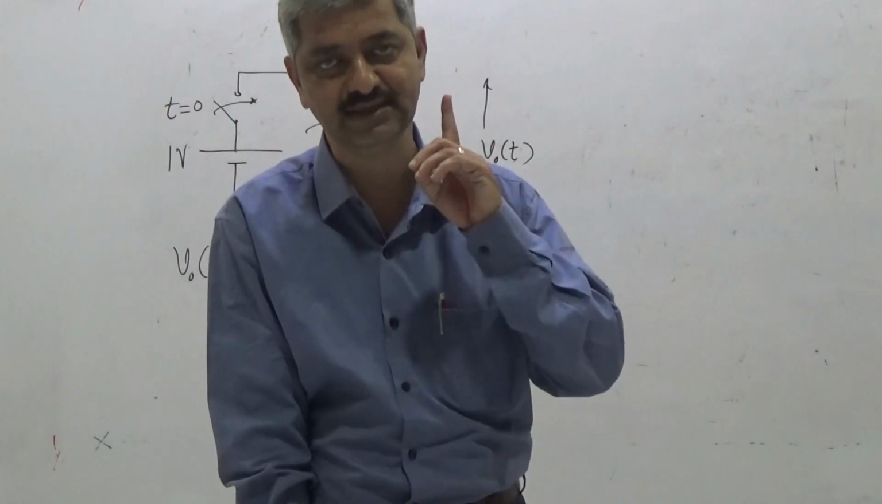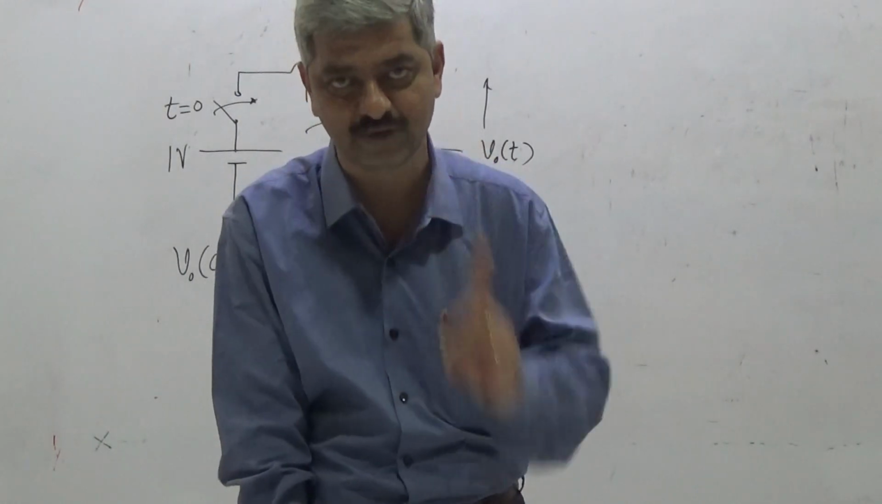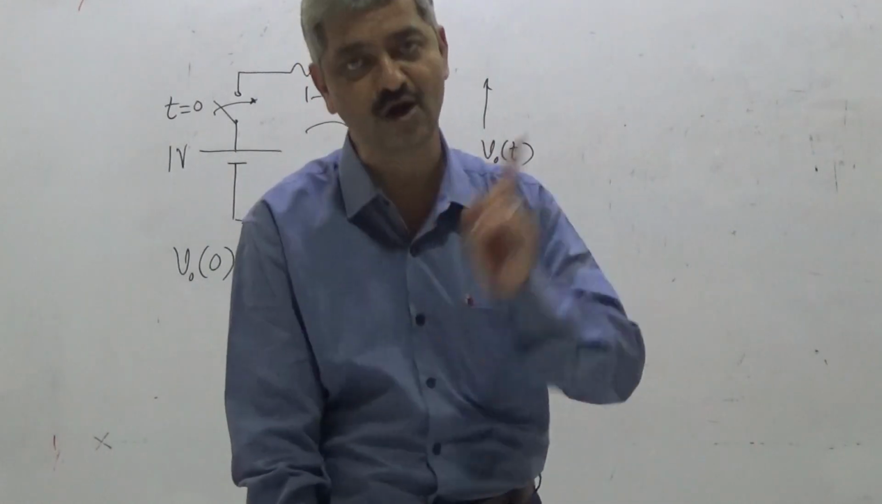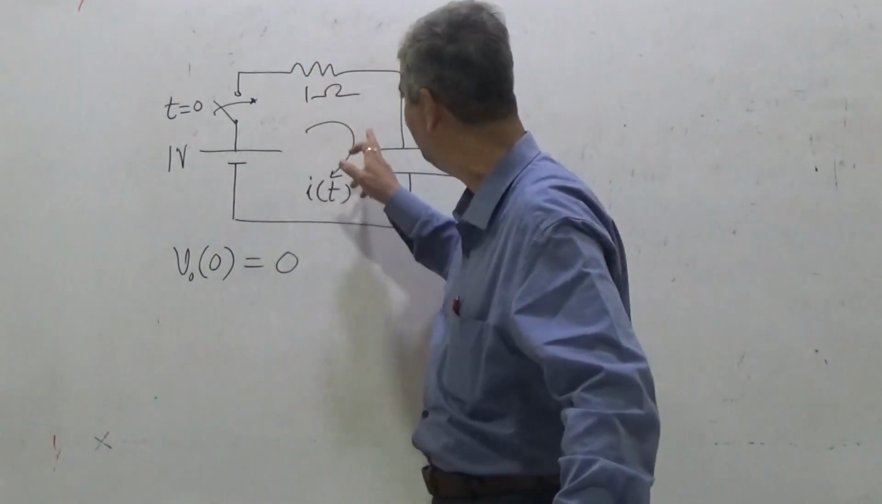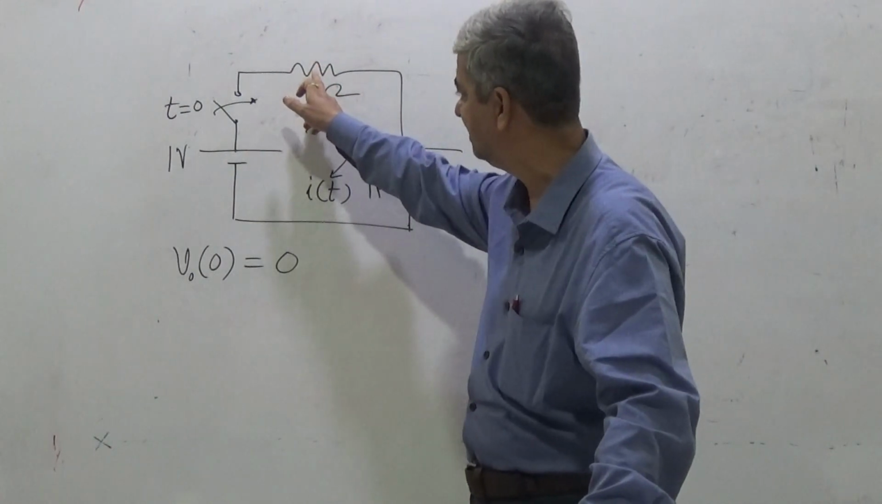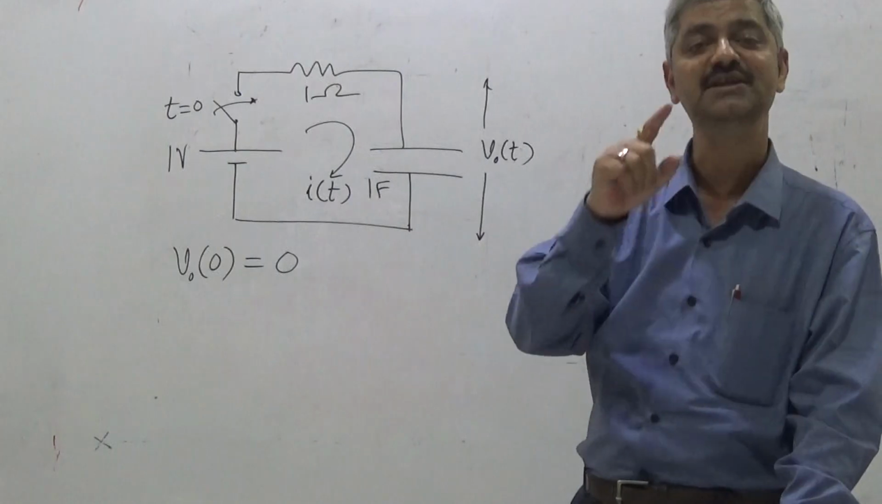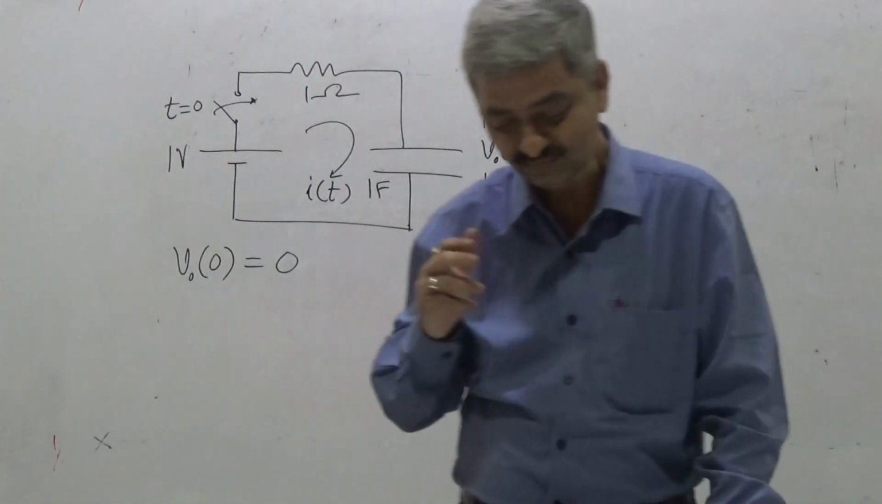But for a circuit which consists of a capacitor, since a differential relationship comes into the picture, along with the knowledge of the values of components, that is resistor, capacitor and voltage, you also must know the initial state.